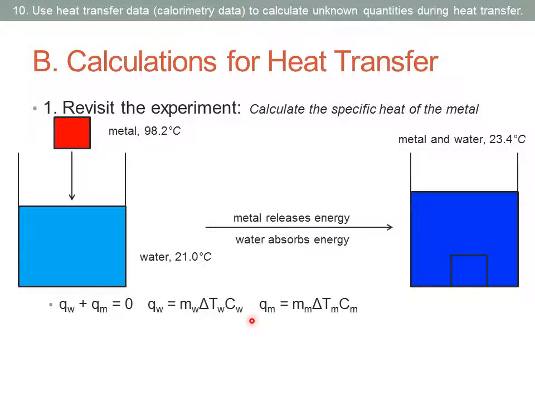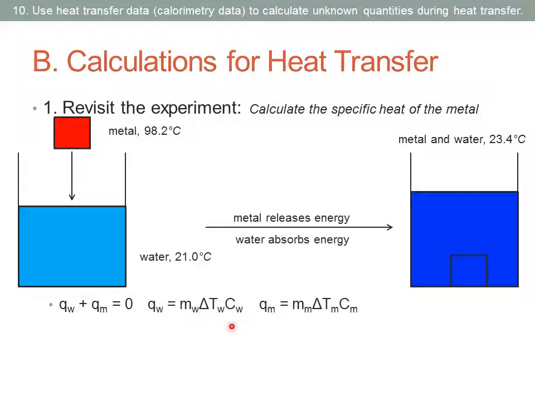Now notice the use of the subscripts now, the subscript W being for water, the subscript M being for the metal. This is still the same equation we've always used. Q equals m delta T c. We've just now included subscripts to be able to differentiate between the two.